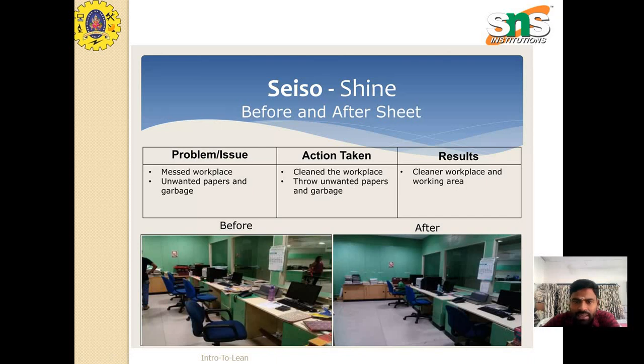Next is shine. The third problem is a messy workplace, unwanted papers and garbage. What is the action to be taken? Clean the workplace, throw away the unwanted papers and garbage. The result is a cleaner workspace and working area. Before, see here, the unwanted materials and the chairs are not properly arranged. After implementation of the 5S principle, we see the chairs and the books are arranged in a proper manner, and there are no unwanted papers or materials on the tables.